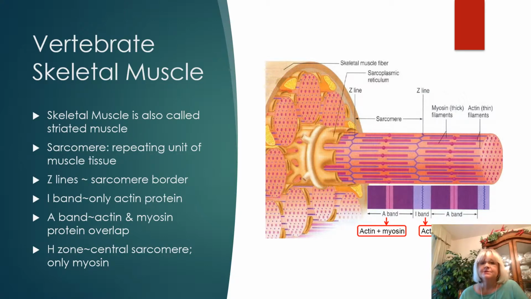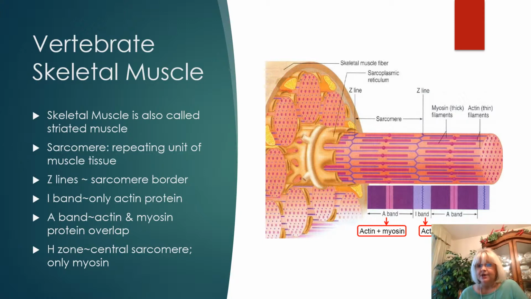The I bands are only actin protein, while the A band is an actin and myosin protein overlap. The A band contains all the myosin filaments. The H zone is the central sarcomere, and it is only myosin. The H zone and the I bands are areas where actin and myosin do not overlap, so they appear less dense here.